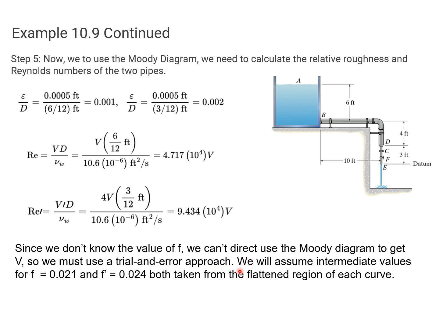So in this case, we have to use a trial and error approach. If we assume intermediate values of F as 0.021 and F prime as 0.024, and again, how do you get those values? Well, it's just trial and error. And so our book, he just picks two values that he knows sort of work. It takes a lot more work than this to actually figure these out, but he's just showing the example of a complicated example of how to solve this. So he's guessing these values for F and F prime.